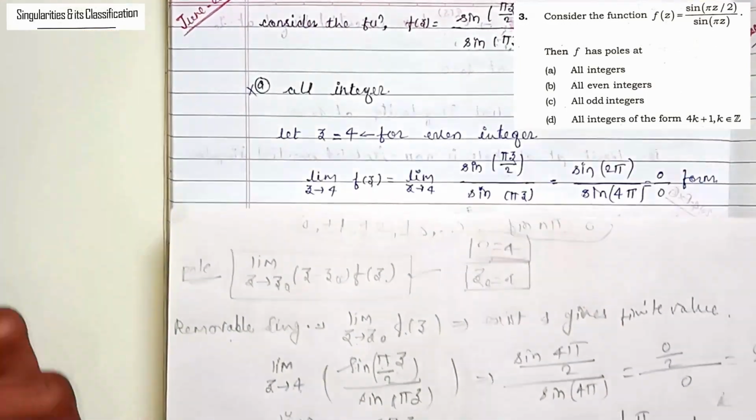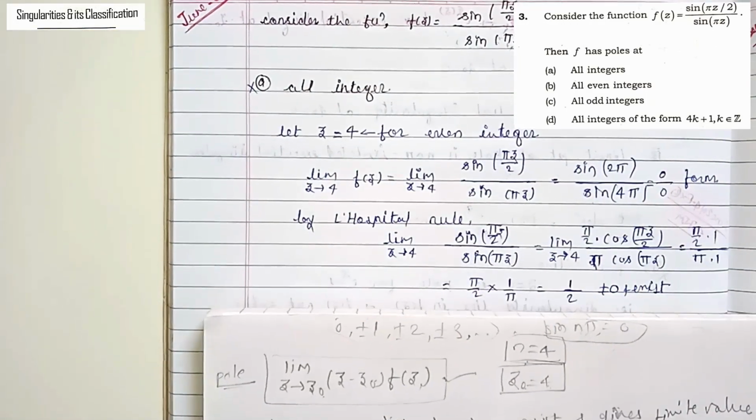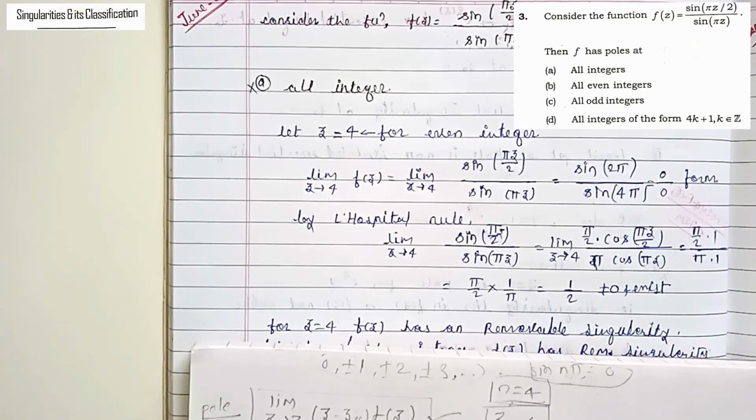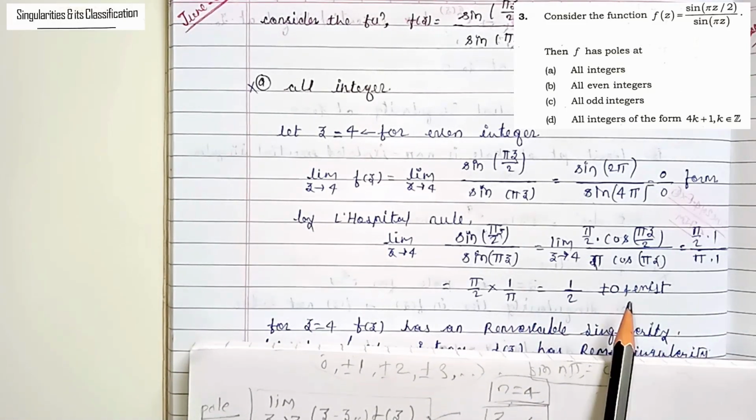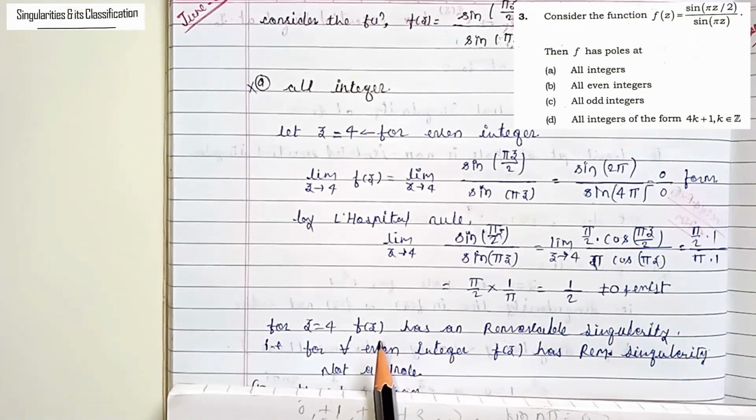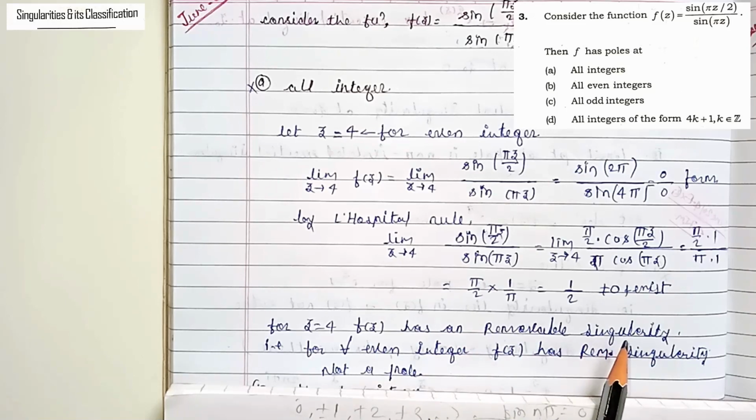Now here we can see our first option, which I already solved. Here we got 1 by 2, which is a non-zero value and exists. So it is a 0 by 0 form, and then z equal to 4 has a removable singularity.